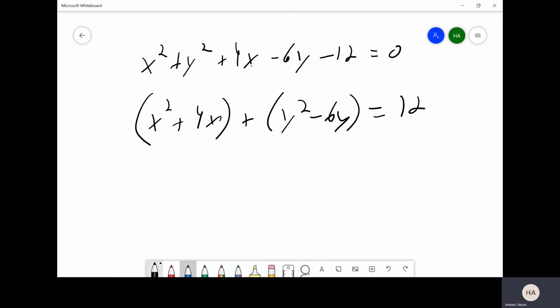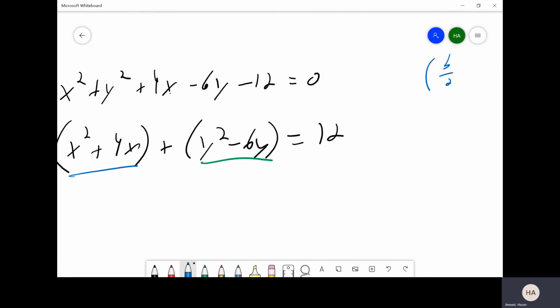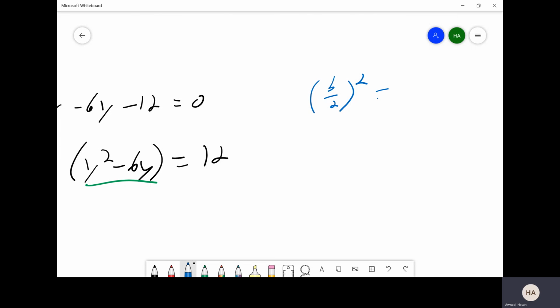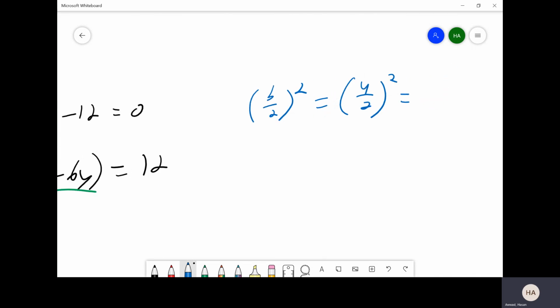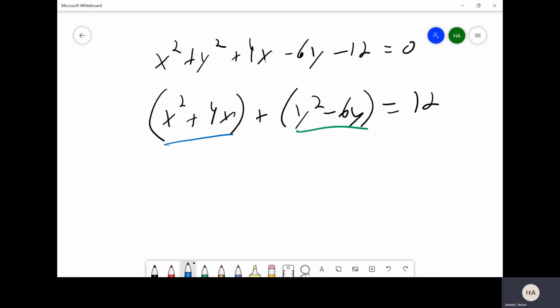Okay, now we just have to complete the square twice, right? We complete the square here, and we complete the square here. I'm going to do the same thing, blue for the x's, green for the y's, just so it reads a little bit better. So we have b over 2 squared. B in this case is positive 4. So we have 4 over 2 squared, which is 2 squared, which gives us 4. So that means we're going to be adding 4 to both sides, and we're going to have x squared plus 4x plus 4 inside here. We're going to have that plus sign.